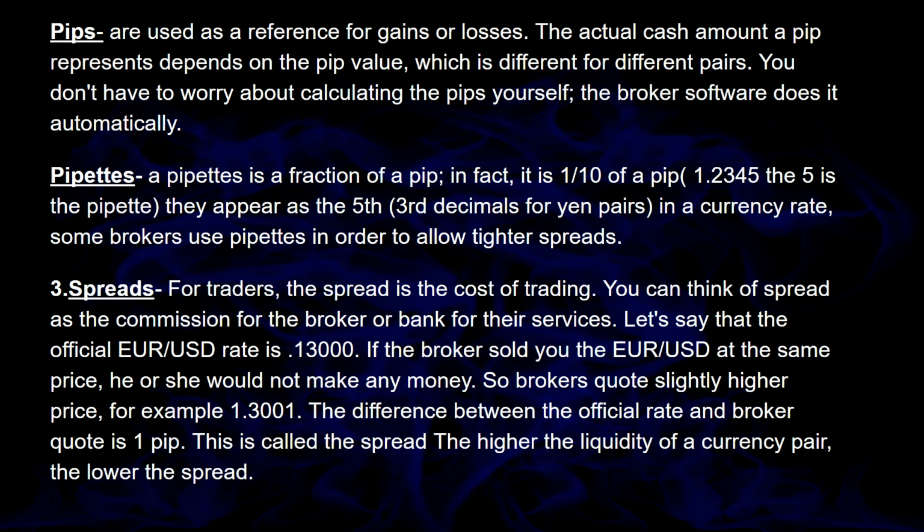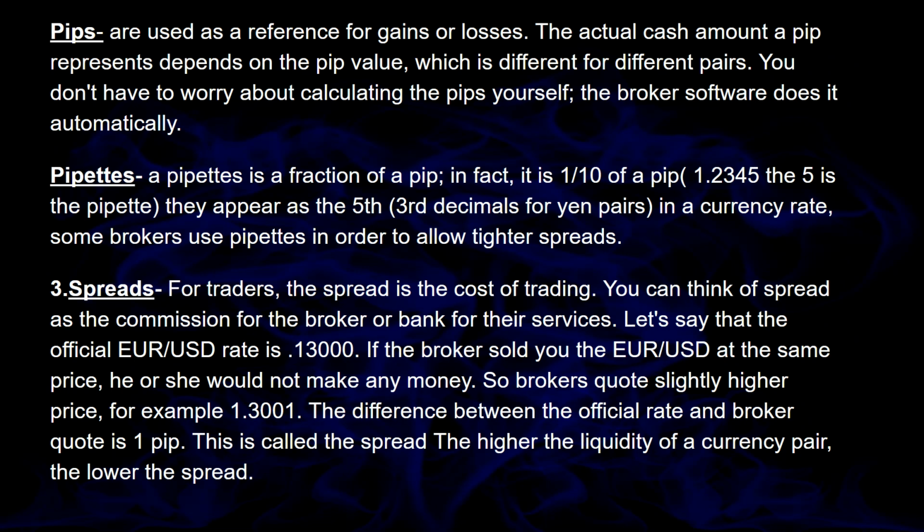So I say, pips are used as a reference for gains or losses. The actual cash amount a pip represents depends on the pip value, which is different for different pairs. You don't have to worry about calculating pips yourself. The broker software usually does it for you, so you don't have to worry too much about that. A pipette is a fraction of a pip. In fact, it's 1/10 of a pip. So in 1.2345, the fifth decimal is a pipette. They appear as the fifth decimal, and the third decimal for yen pairs, in the currency rate.